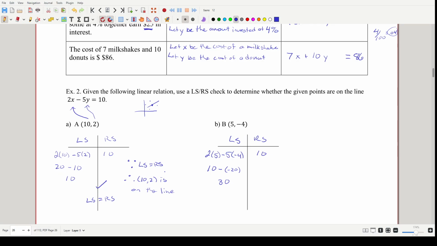Does 30 equal 10? No, it doesn't. So in this case, left side does not equal right side. So this point does not exist on the line. It's somewhere off it. So in this case, I could do my final statement. Since left side does not equal right side, (5, -4) is not on the line.